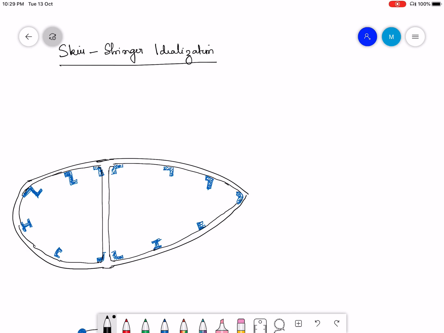Today we are going to move into a new topic, which is skin-stringer idealization. This is actually a step towards analysis of aircraft components.